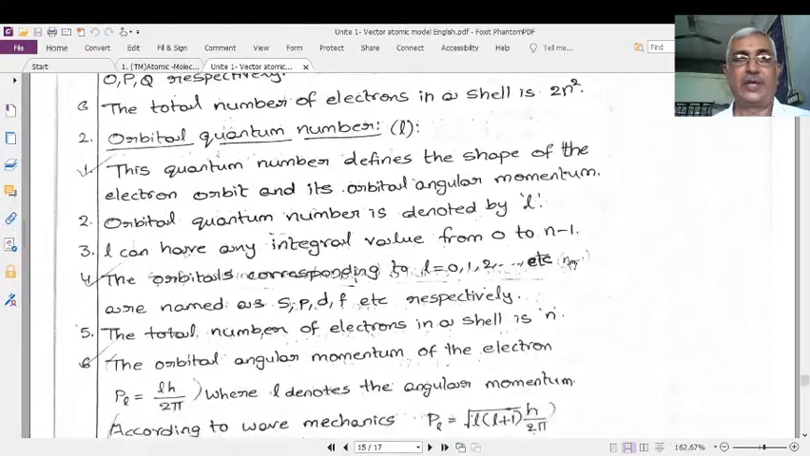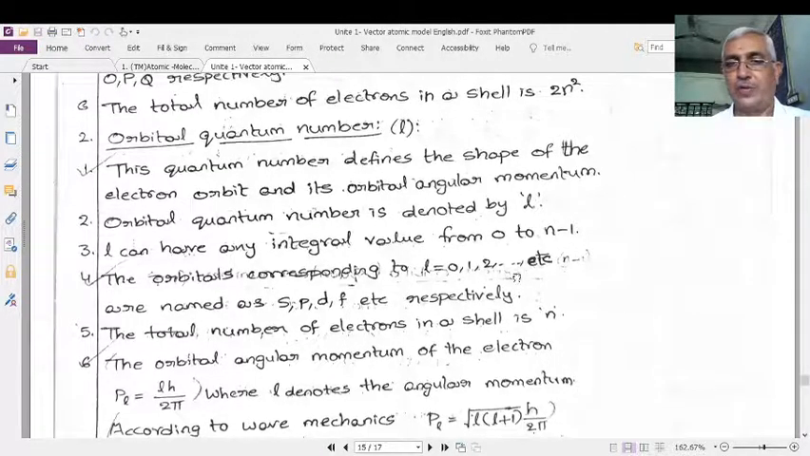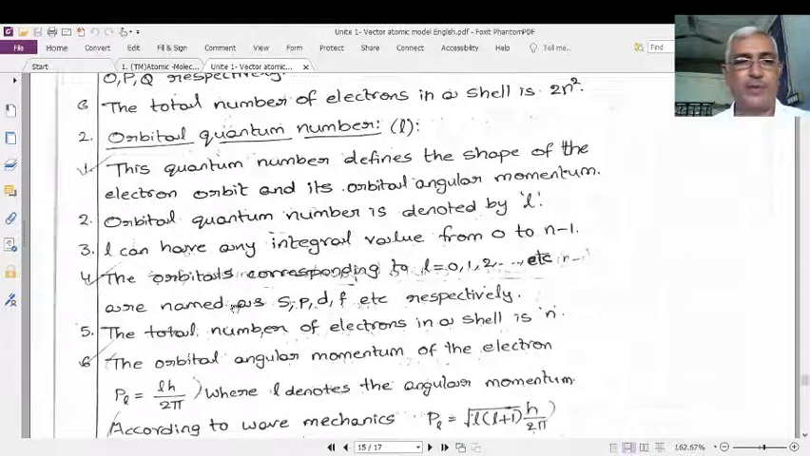Right. The other quantum number is the orbital quantum number L. The orbital quantum number is about the orbital motion of the electron. This quantum number defines the shape of the electron orbit. It is denoted with the letter L, and L can take the integer values from 0 to n minus 1. It will give the suborbit. L takes 0, 1, 2, 3, and the corresponding suborbitals are s, p, d, f, and so on.